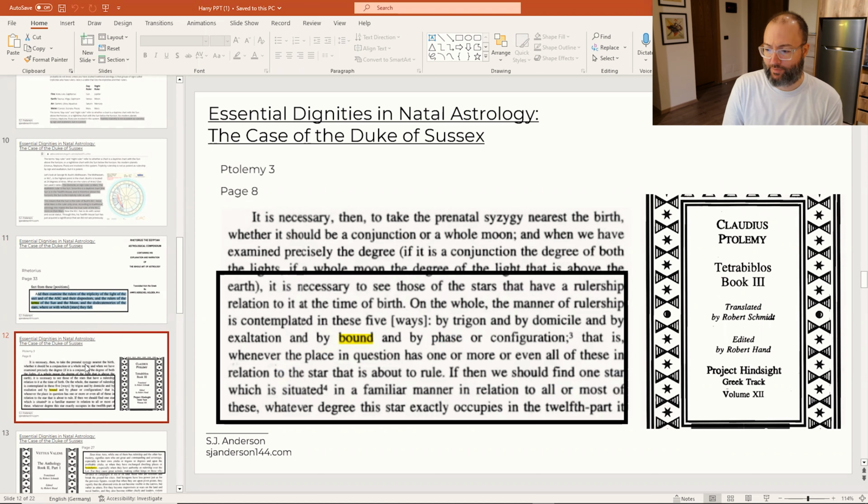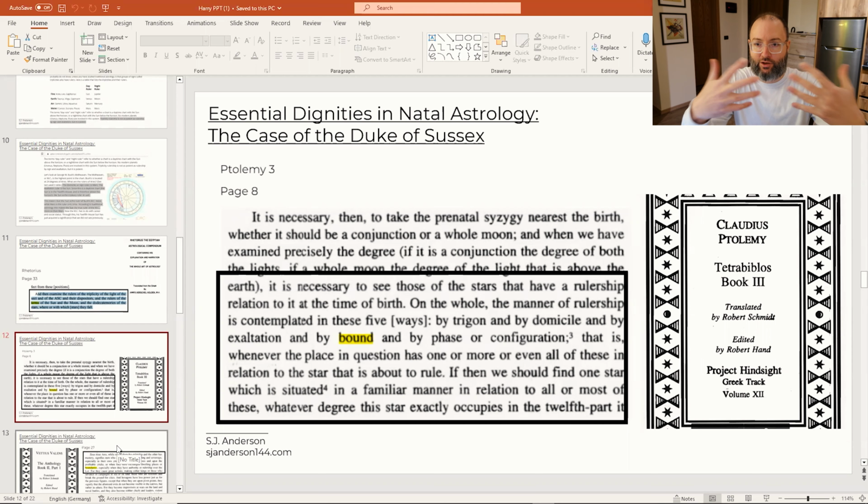Now we come to Claudius Ptolemy, book 3 of the Tetrabiblos. This is going to be page 8, and this is the translation from Project Hindsight by Robert Schmidt, edited by Robert Hand. And he says here, on the whole, the manner of rulership is contemplated in these 5 ways: by trigon, by domicile, by exaltation, by bound or term, and by phase and configuration, whenever the place in question has one or more, or even all of these in relation to the star that is about to rule. That's a little bit of a confusing sentence, but the point is he's laying out the forms of rulership. Look at the relations, effectively, is how I read that.